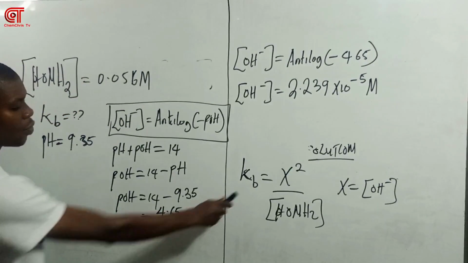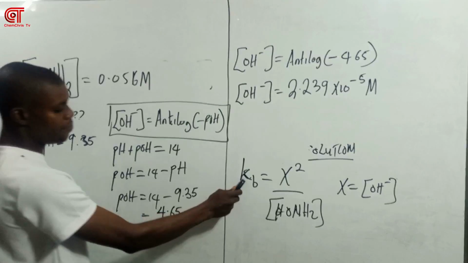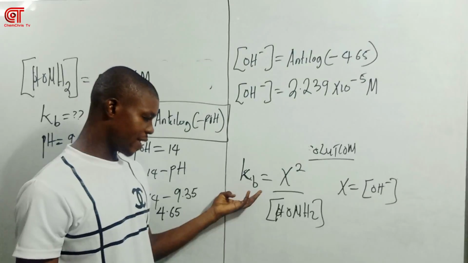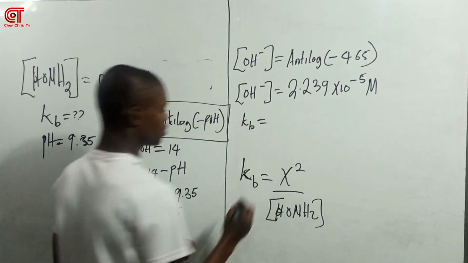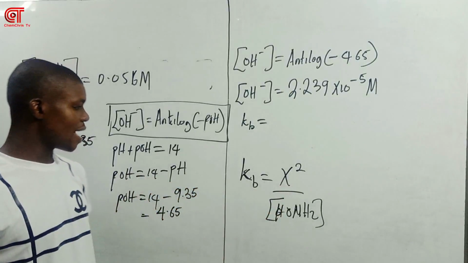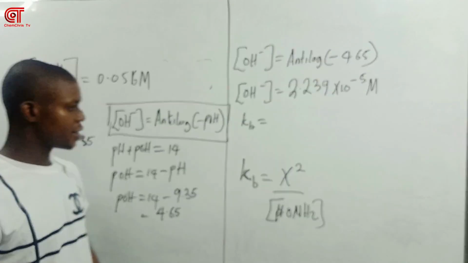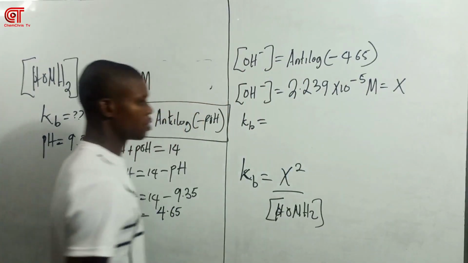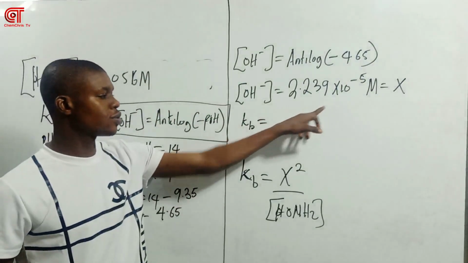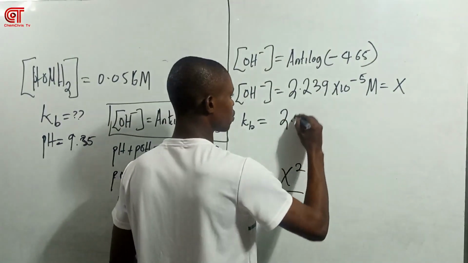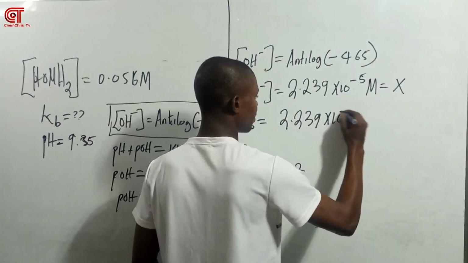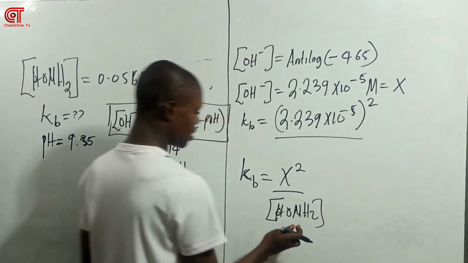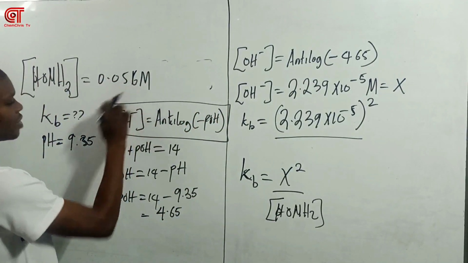Now, do you know the reason why? Because I can easily get my KB. So what I want to do here is to calculate KB. KB equals what? Remember, I told you that x is equal to OH minus, right? So that is my x now. Hope you understand. So I'm going to put this value here: 2.239 exponential minus 5, all squared, over the concentration of this base here, which gives me 0.056.